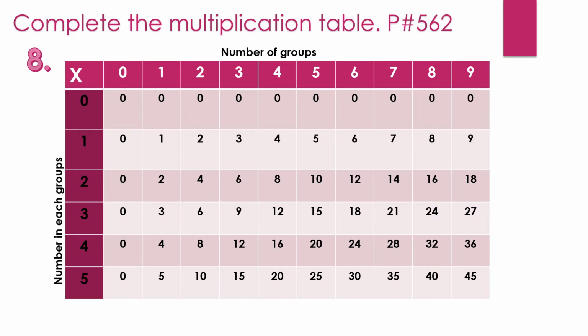I will go now to 1. 0 groups multiply 1 in each group equals 0. 1 group multiply 1 in each group equal 1. 2 is the number of groups multiply 1 in each group equal 2. Remember, any number I multiply by 1 equals the same number.